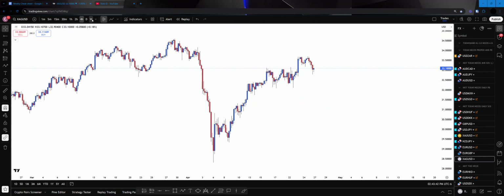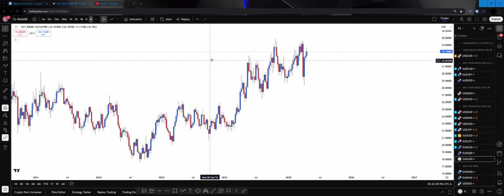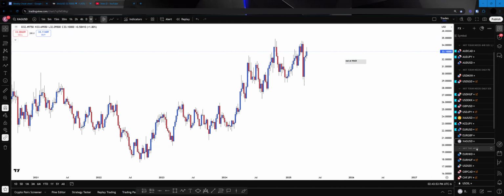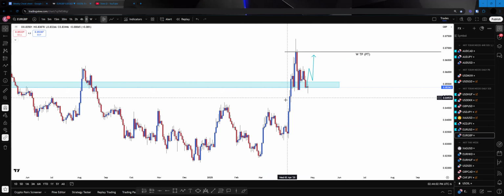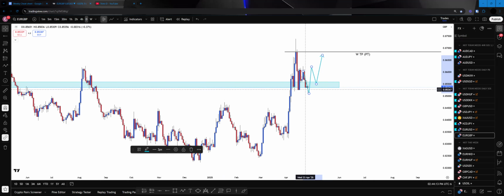Silver, weekly, can't go bearish, not at a weekly take profit. Euro pound, weekly pullback, area of interest, daily bearish, daily needs to shift. This is the lower low. We need to make a lower low, then shift. We need to break that, break bullish. Cool.